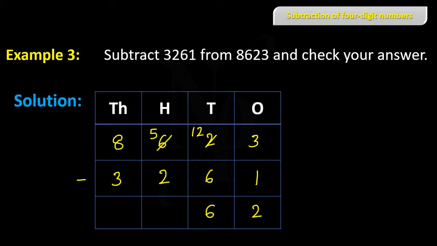Here we will subtract 2 from 5 and we get 3 as difference, 3 hundreds. And we subtract 3 thousands from 8 thousands and we get 5 thousands as difference, 5. So 5362 is the difference of given two numbers. Further in this question we are asked to check the answer. So we know how to check our answer. So let us check the answer.